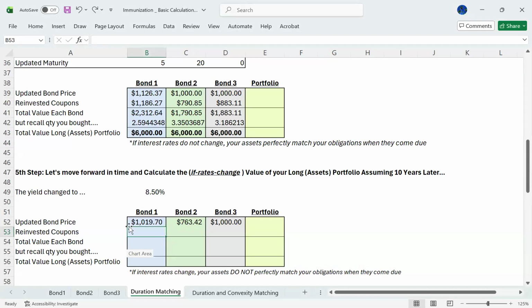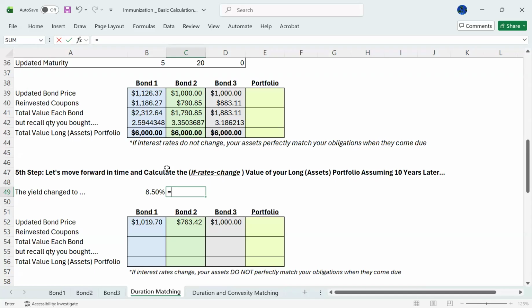Now this is an interesting part of the problem because we're making an assumption here. The yields changed to 8.5%, we are assuming, right? At this point, we're going to assume that the yields have changed right after we bought the bonds. So right after we bought those bonds, yields changed to 8.5. The price of our bonds went down, but now the reinvested coupons are essentially going to give us a little boost.